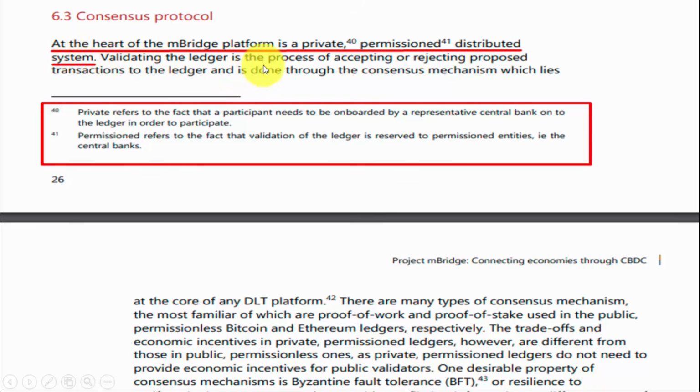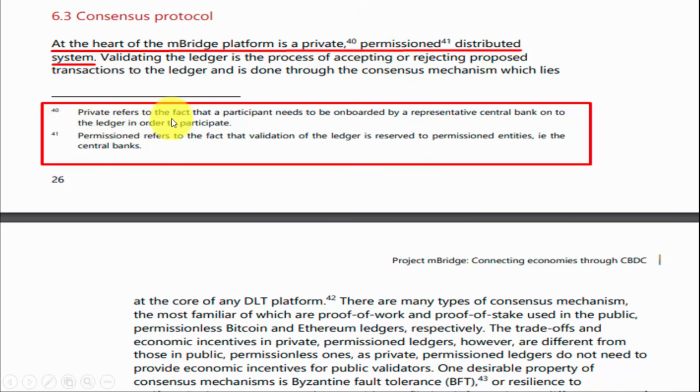Now the XRPL is not private, it's a public and permissionless distributed system, whereas mBridge is private. So not anyone can onboard onto mBridge. You have to have permission to onboard onto mBridge, and once you're onboarded, the central banks can then see the code as to what they're working with. So the code is not private to them once they've onboarded, but you still have to have permission to be able to use the system, and so on.